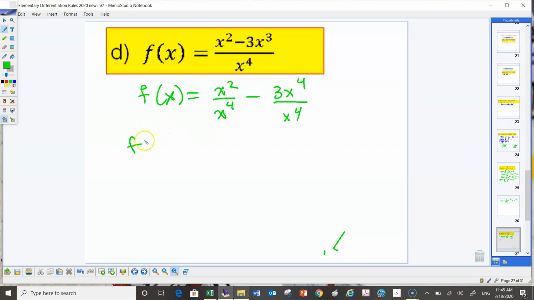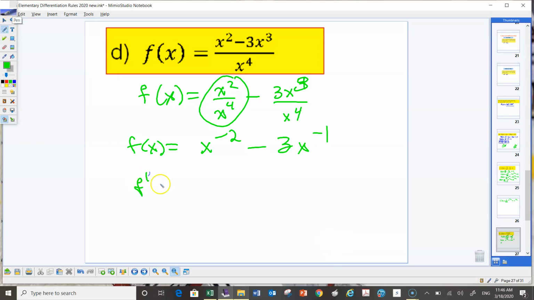Now we're going to use our laws of exponents. Again, when my bases are the same, I subtract the exponents. So 2 subtract 4 is going to be x to the minus 2. This should have been a 3 here, sorry. 3 subtract 4 is going to be 3x raised to the minus 1. Now I have this in a derivative-friendly form, and now I'm set to take the derivative.